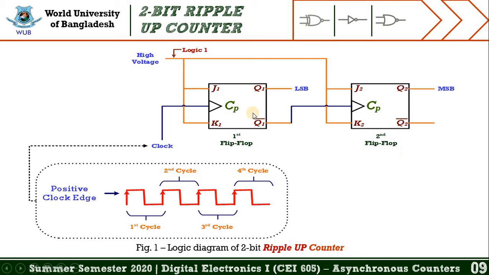And the outputs are symbolized by Q1 and the complement Q1 bar for the first flip-flop, and the outputs are symbolized by Q2 and Q2 bar, or the complement of Q2, for the second flip-flop. Another important thing for both flip-flops is that both are clocked. Both flip-flops have a special type of input which is symbolized by the clock signal.